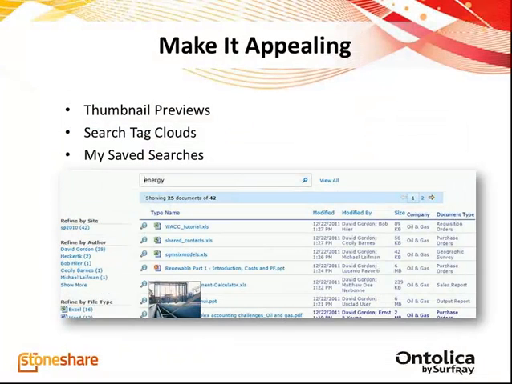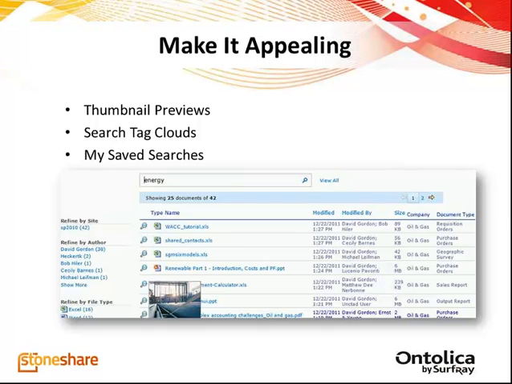All right. So the next thing you need to do is to make this content appealing. So you want to make it, first of all, visually appealing for users. You want to add a lot of context. You want to make it easy for them to use. You want to show them some information that they can act on. So I'm going to give you an example of some of these.